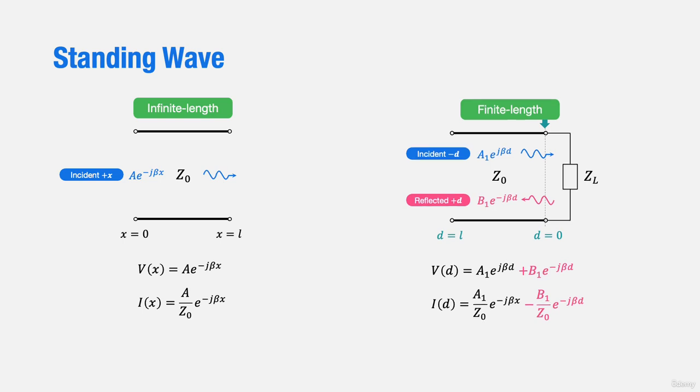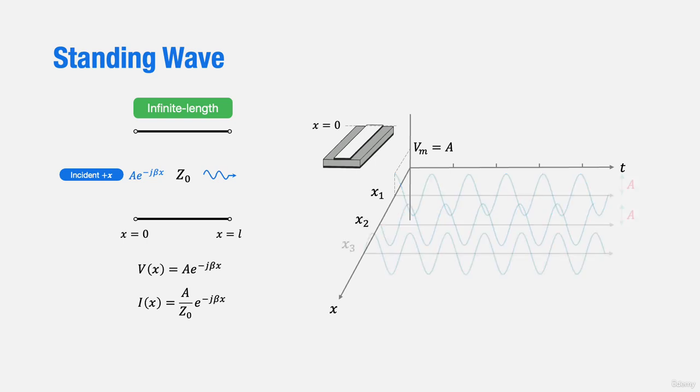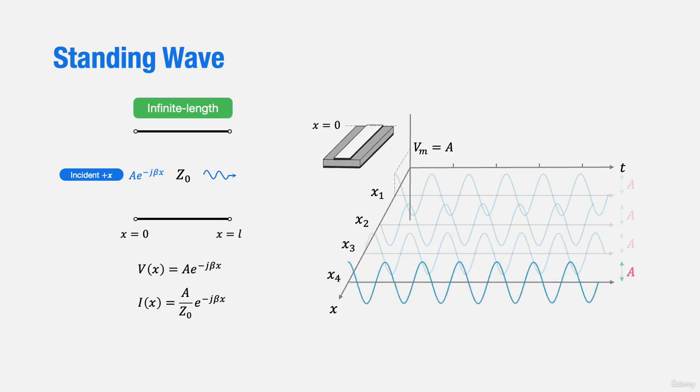Let's now consider the infinite length scenario. In the figure, Vm denotes the wave amplitude. As time progresses, there is a time-varying sinusoidal wave at position x1. Now that our focus is shifted to the positive x direction, the incident wave at each position x2, x3, and x4 only differs in phase, but the amplitude remains constant.